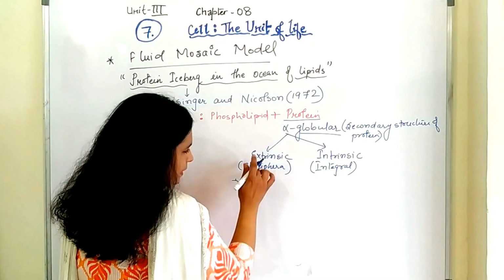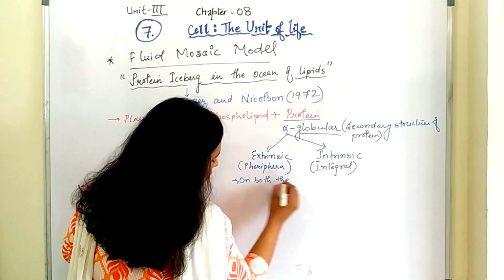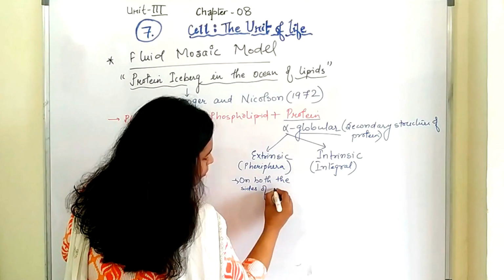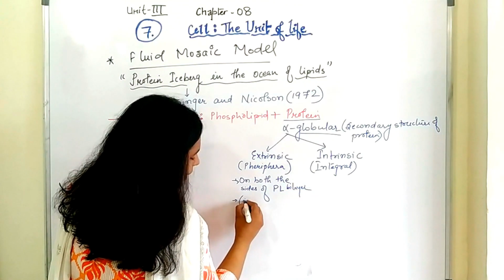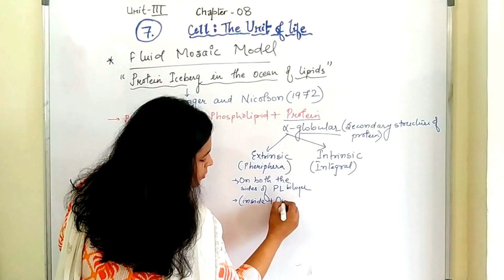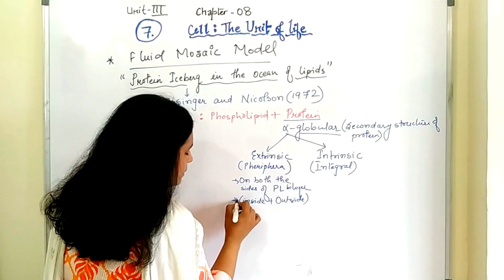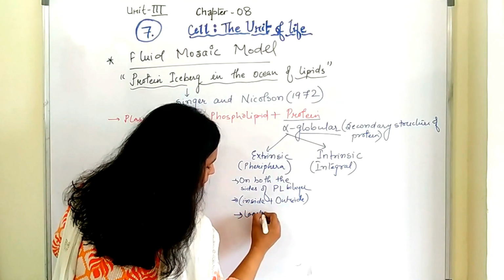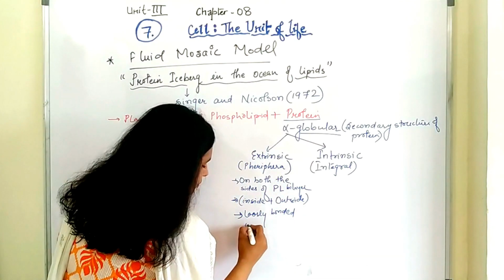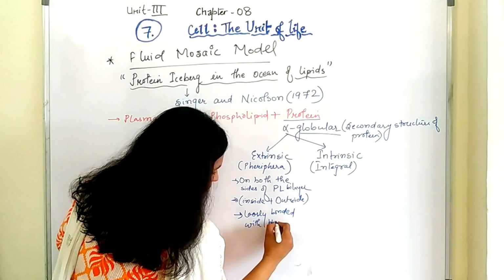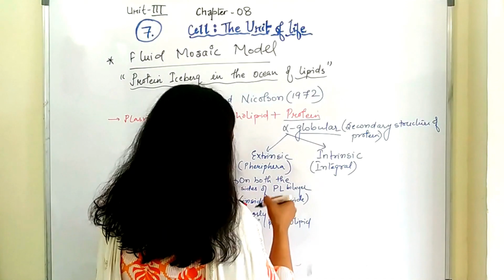Extrinsic protein is present on both sides of the phospholipid bilayer, meaning inside and outside both. The second important thing is that it is loosely bonded with the phospholipid. Okay. Now, about the integral protein.